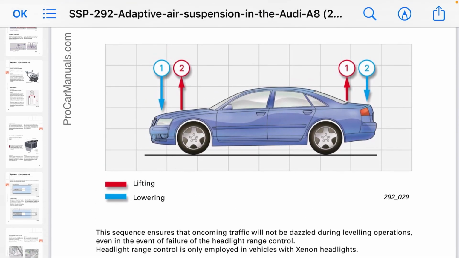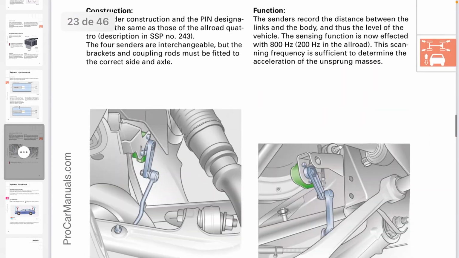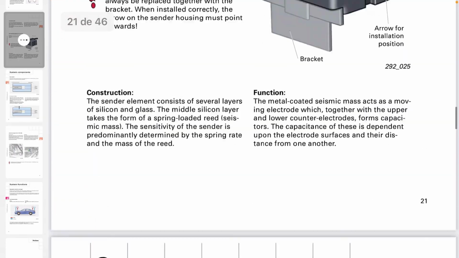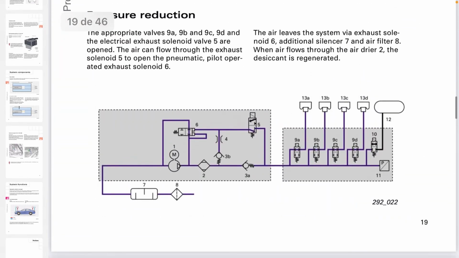What I would like to show you is this PDF, it is SSP 292. You can download it on the internet. And that's it. So last year I had the 13C and 13D worn air springs.